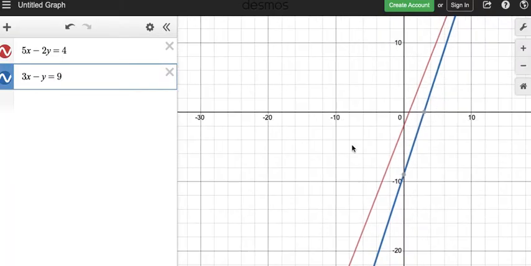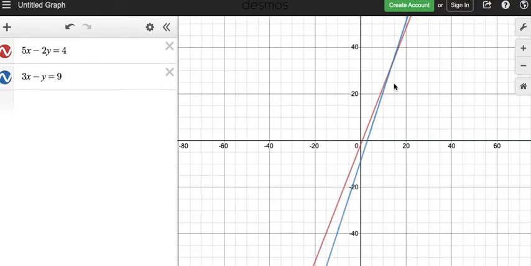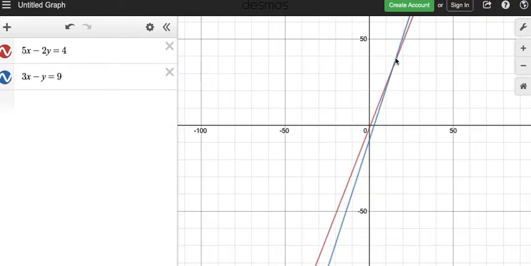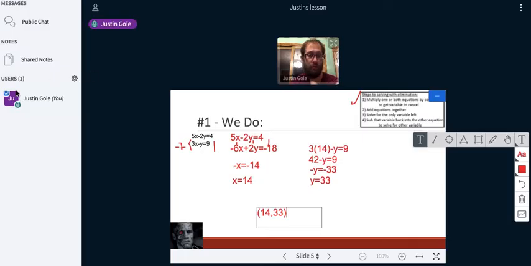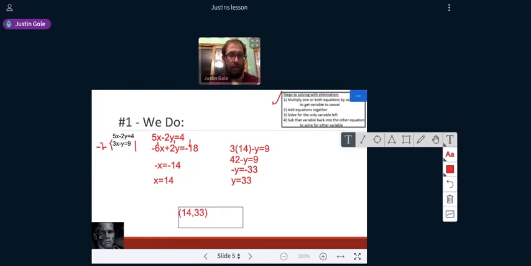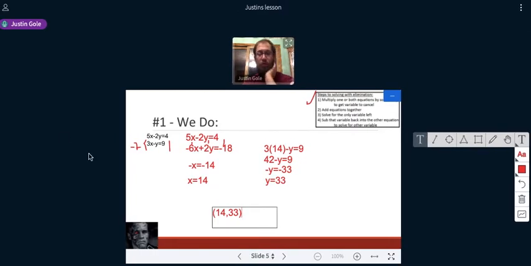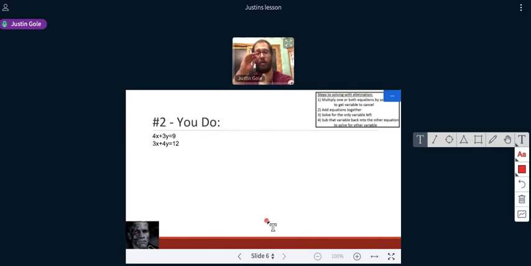And if I zoom way out, lo and behold, they meet. Where do you think they meet? 14 and 33. So what that means is we did everything golden. We were perfect. X is 14, y is 33. We could put it into both these equations and solve mathematically. A fun, quick way to check is just graphing it to see, is my solution correct? That is when both of these equations are true, is at 14, 33.